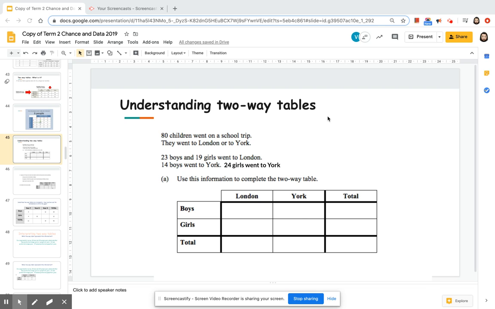Hi, Year 3. Here I'm going to give you an example on how to understand a two-way table using the information that's below. So, using this information, we'll be filling out this two-way table.